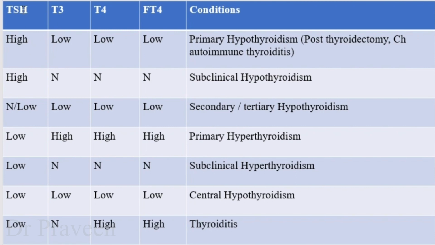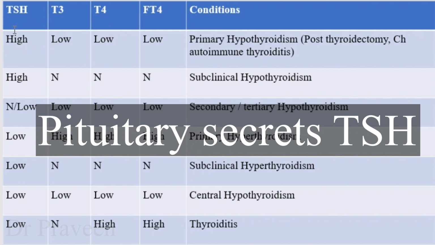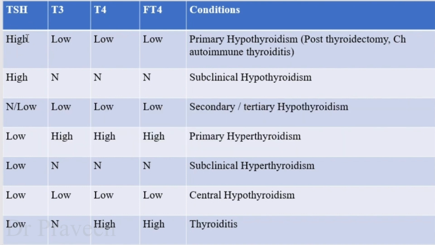If the TSH is high, it means the pituitary is secreting a higher concentration, whereas T3, T4 and FT4 are low. Why is it secreting high? Because the thyroid is hypofunctioning, not functioning up to the mark. Hence the pituitary is secreting more TSH to make it normal. This kind of picture is seen in primary hypothyroidism or after total thyroidectomy.